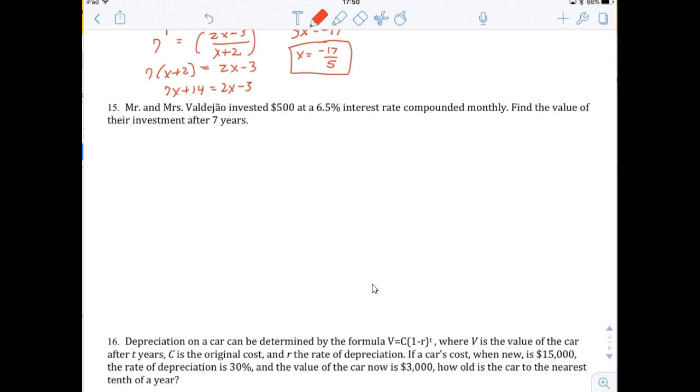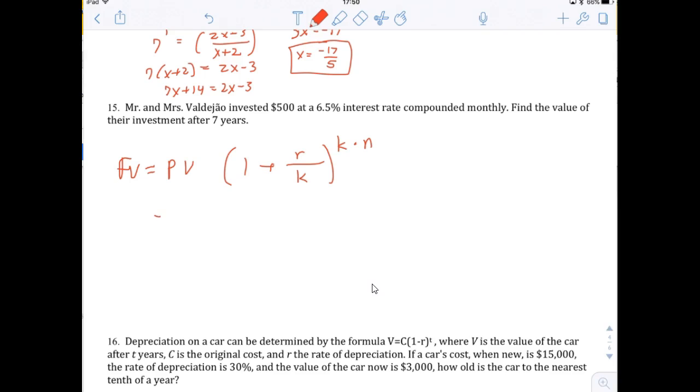Here I have a compound interest problem, so I want to use the formula future value equals present value times 1 plus the rate divided by the number of compounding periods, to the kn power, where n is the number of years.